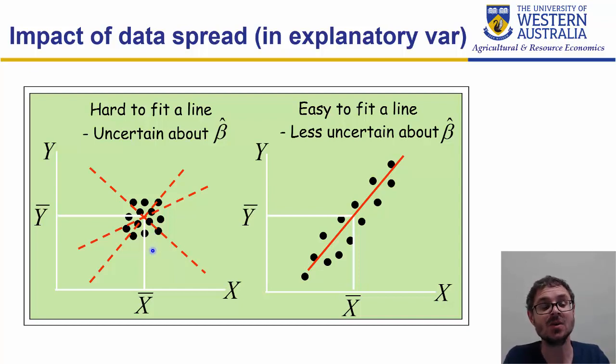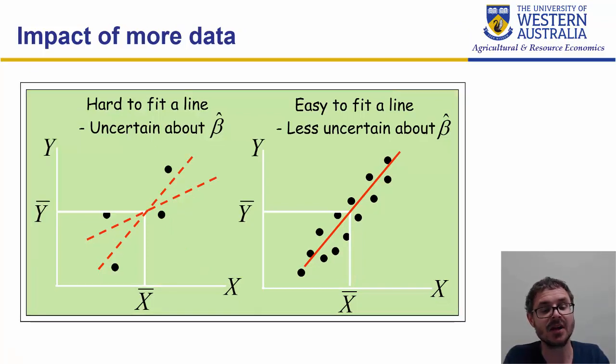And if it's hard to do that, we're going to be quite uncertain about what the true value of the slope is. Of course, if my data is nicely stretched out this way, so if I've got a lot of variation in the X's, a lot of variation in my data, it's much easier to fit a trend line and I get more precision. So if there's more spread in the X variable, it will be easier to fit the trend line. And if it's easier to fit the trend line, I'm more certain about the true value of the slope.